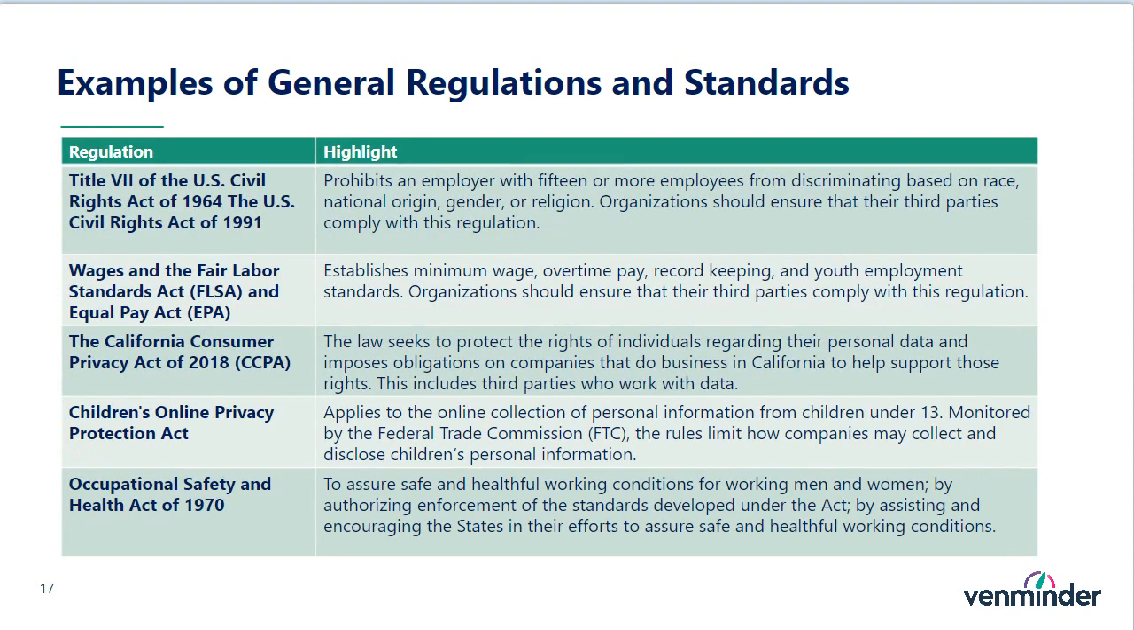So moving on, we have Title VII, which is an anti-discrimination law and a civil rights law. And this applies to organizations that have 15 or more employees. There's also the Wages and Fair Labor Standards Act, which is basically the minimum wage requirement and requires paid overtime. It covers child labor laws, etc. And it's very important to make sure that your third-party vendors comply with this law.